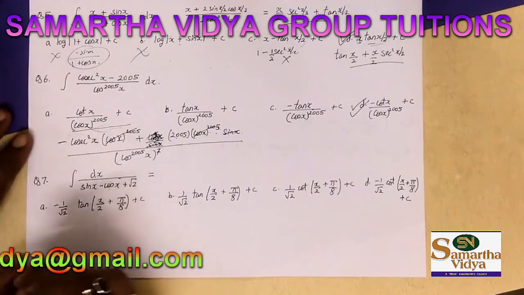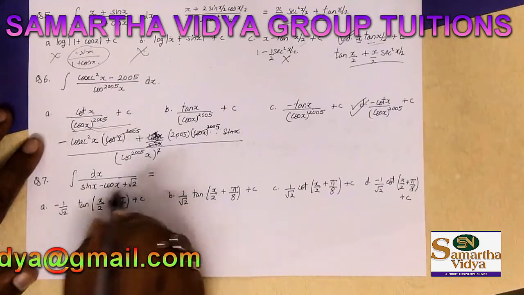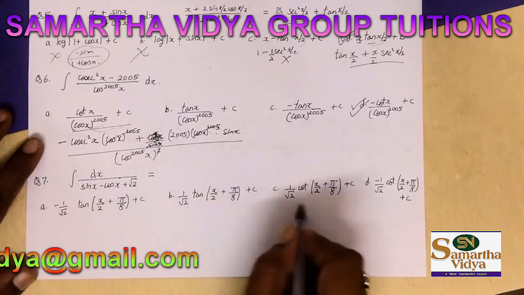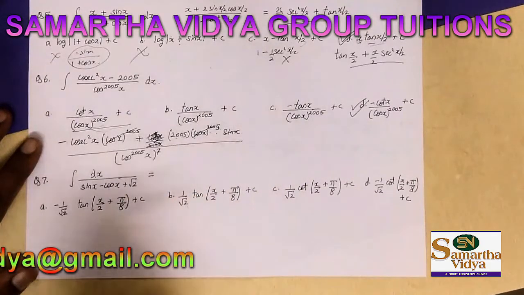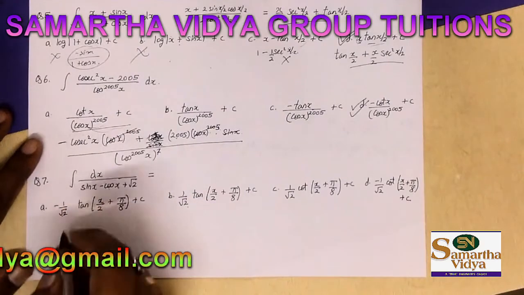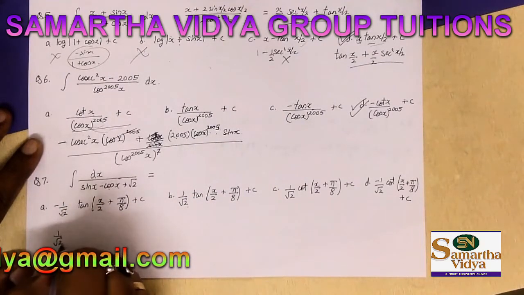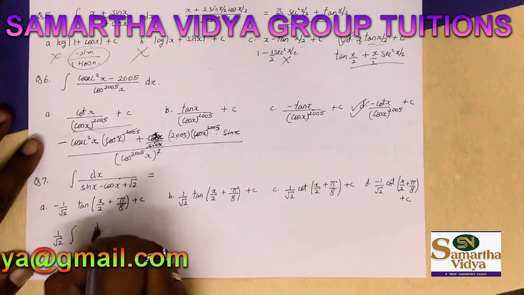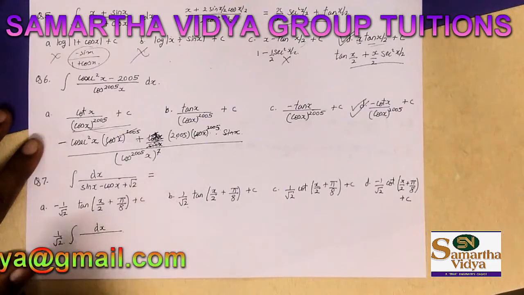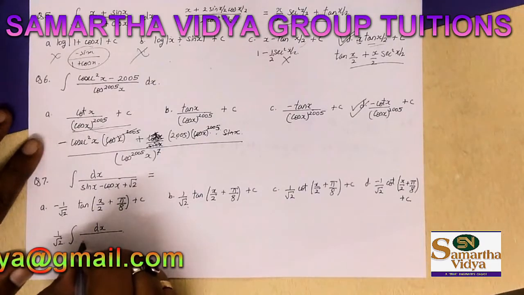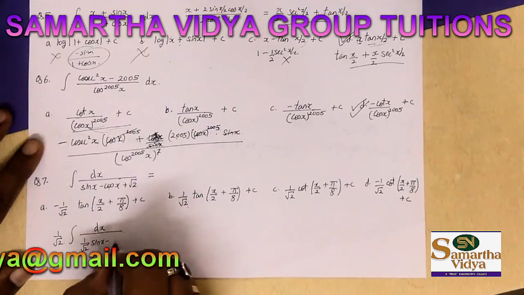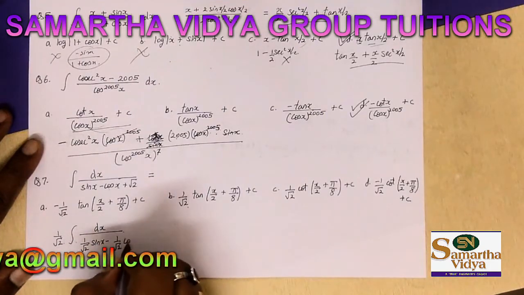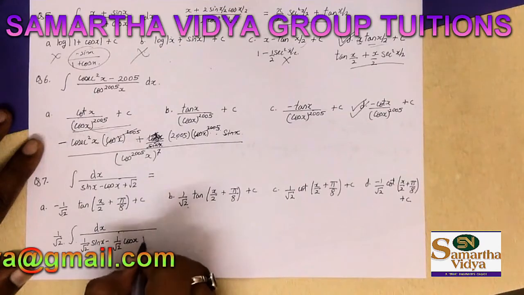So in this case, what we can do is we can take the 1 by root 2. You can see that there is a 1 by root 2 present in each and every term. So we can take it as a hint and take that 1 by root 2 outside. So I'm taking 1 by root 2 outside the integration, and we have dx upon, this becomes 1 by root 2 sin x minus 1 by root 2 cos x plus 1.